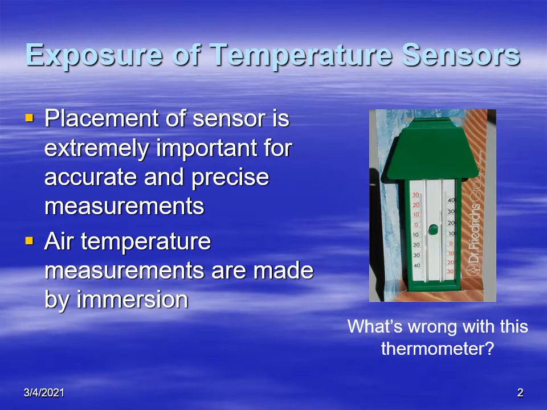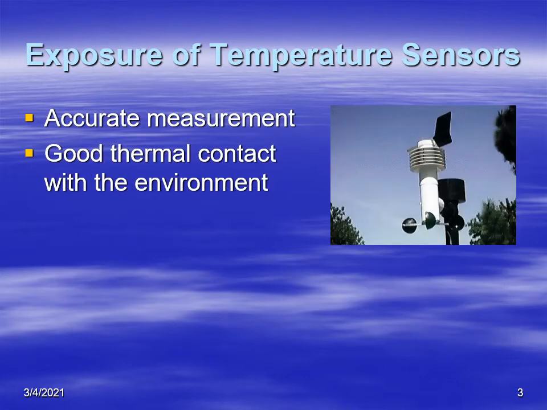Thermometers work on the principle that air surrounds the thermometer, and as a result, energy is transferred from the atmosphere to the thermometer. So our thermometers are complete immersion thermometers. They're surrounded entirely by the atmosphere. To get good measurements, we have to have good thermal contact between the thermometer sensor and also the environment.